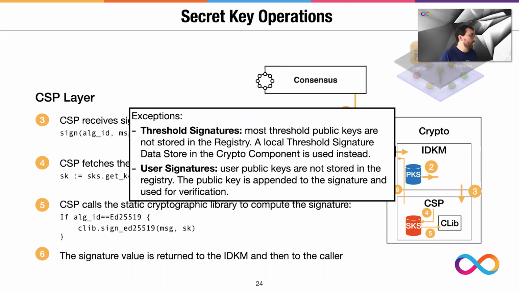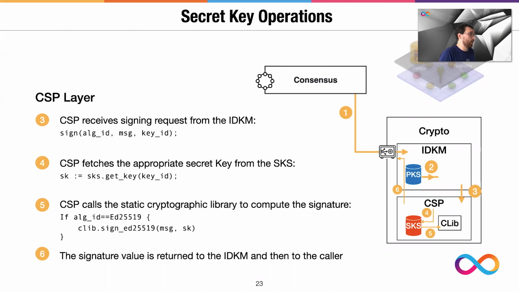So this is roughly how the crypto component is integrated in the internet computer. All the other layers can access the crypto component in this way. And there are a couple of exceptions to how other components interact with the crypto component. There are two specific primitives that sometimes deviate from this general pattern that I just described.